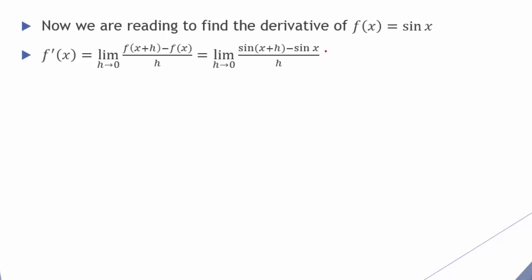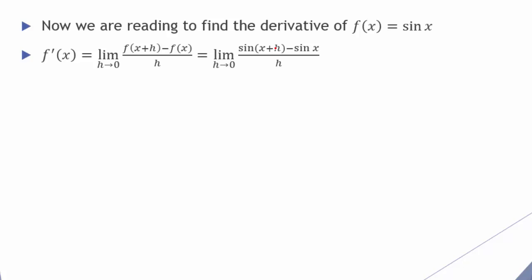So here's where we're going to start to run into some issues trying to find this. Generally, with the other limits we've worked with, what you're looking to do is somehow manage to cancel this h so that you can directly substitute 0 in place of h. Well, if you look at that numerator, there's pretty much not going to be a way to just cancel out an h because of the fact that we're dealing with a sine function. So we're going to have to get a little more creative.